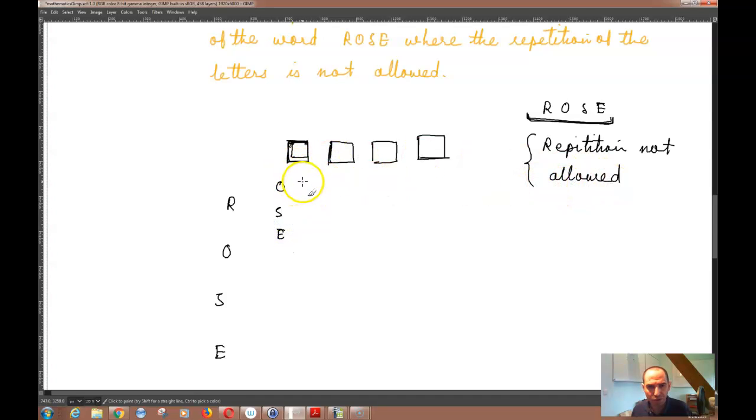Once you have chosen R and O, you can choose either S or E. After choosing R, O, S, the only choice that remains is E, because repetition is not allowed. So then you will get R, O, S, E.